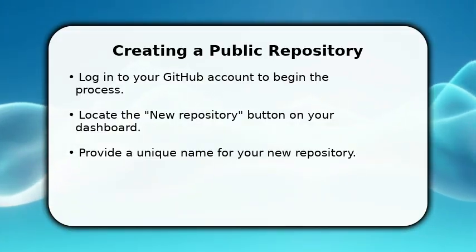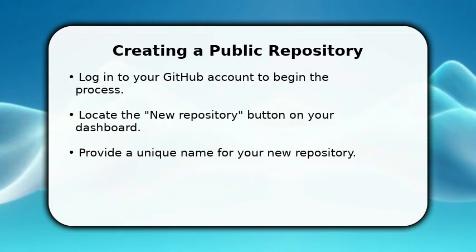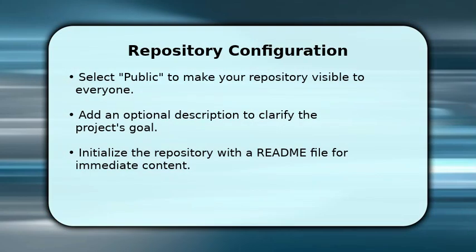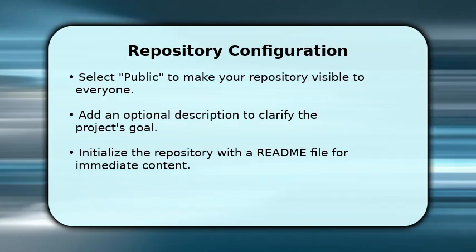Next, you will need to give your repository a unique and descriptive name. This name helps others understand its purpose. After naming your repository, you must choose its visibility. Select the public option to ensure your project is accessible to everyone on GitHub. This is crucial for open-source collaboration.